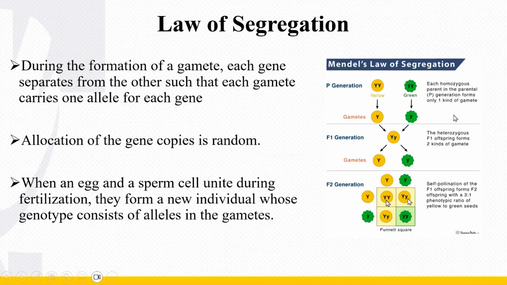But notice the genotypic ratio, remember this is a 1. We have 2 heterozygous dominant and then 1 homozygous recessive. So when we do this monohybrid cross, we will always get this phenotypic ratio of 3-to-1 and our genotypic ratio of 1-to-2-to-1.